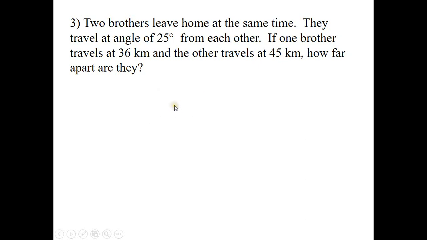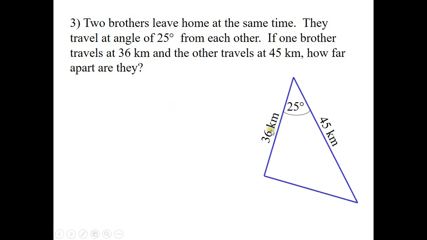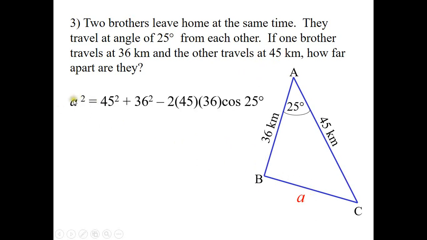This is a similar one to what we did before. So we assume that they go in straight lines. So we assume 25 degrees. One goes 36, the other 45. They may be walking for a long time. Who knows? Okay, I wouldn't call it a, but I would have used c squared equals a squared plus b squared minus 2ab cosine C. I'd use the cosine law.